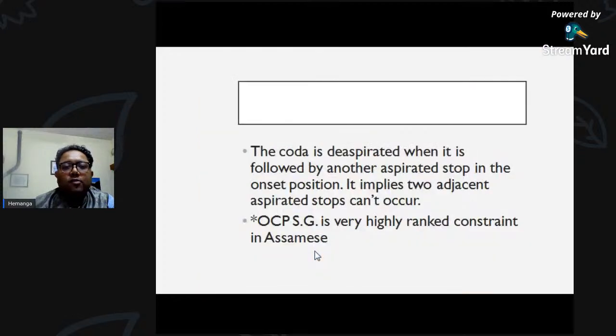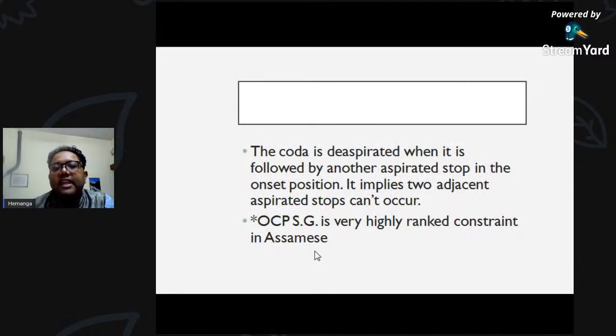So why is it so? The coda is deaspirated when it's followed by another aspirated stop in onset position. It implies two adjacent aspirated stops can't occur. Star OCP is a very highly ranked constraint. I'm sure that the students or the participants here are not very apt in the technical terms, so I'm not using many technical terms, and I'm not showing any kind of theoretical representation. I'm just showing you how the phonological processes are available across the languages.